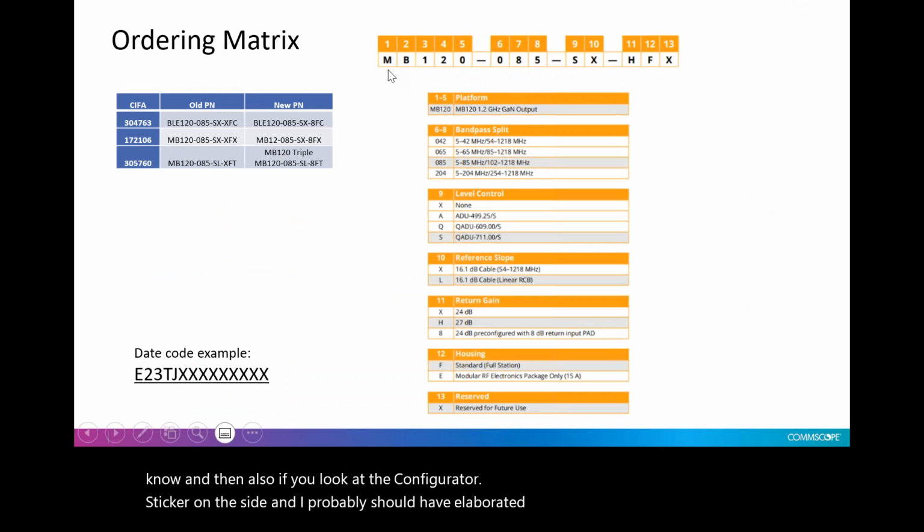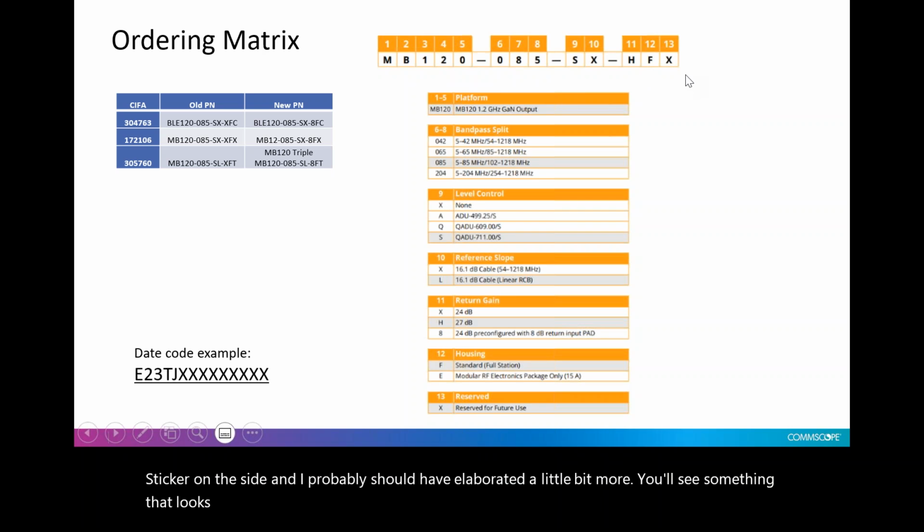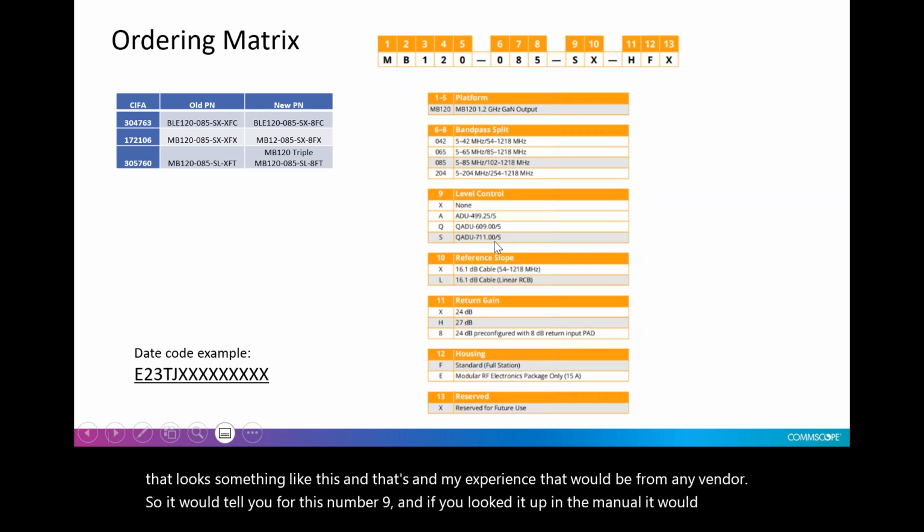And then also, if you look at the configurator sticker on the side, and I probably should have elaborated a little bit more, you'll see something that looks something like this. In my experience, that would be from any vendor. So it would tell you, like for this number 9, if you looked it up in the manual, it would tell you that it was a 711 pilot.